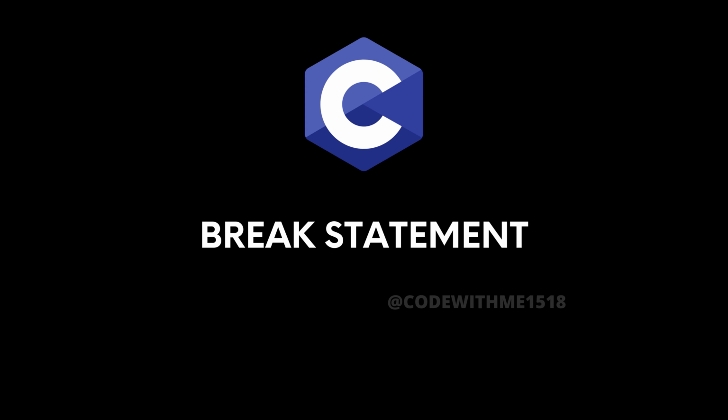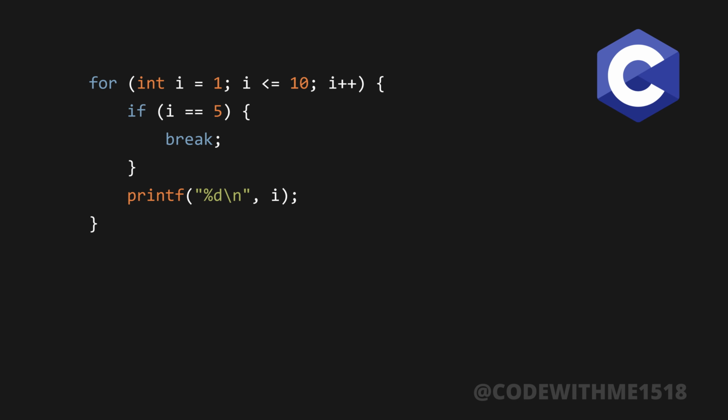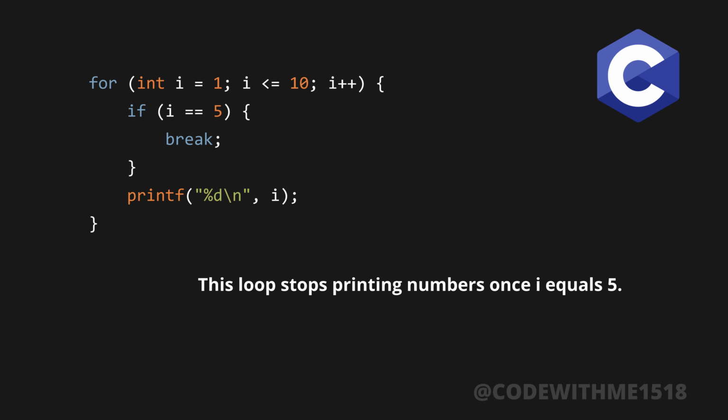We also have the break and continue statements. The break statement exits a loop prematurely. For example, in C: for (int i = 1; i <= 10; i++) { if (i == 5) break; printf("%d\n", i); }. This loop stops printing numbers once i equals 5.